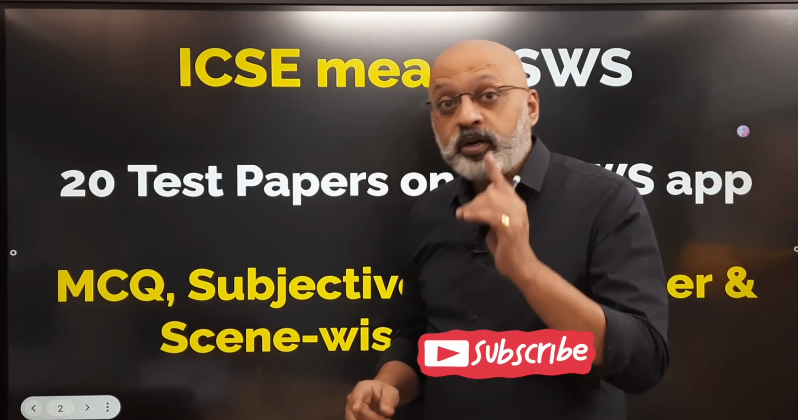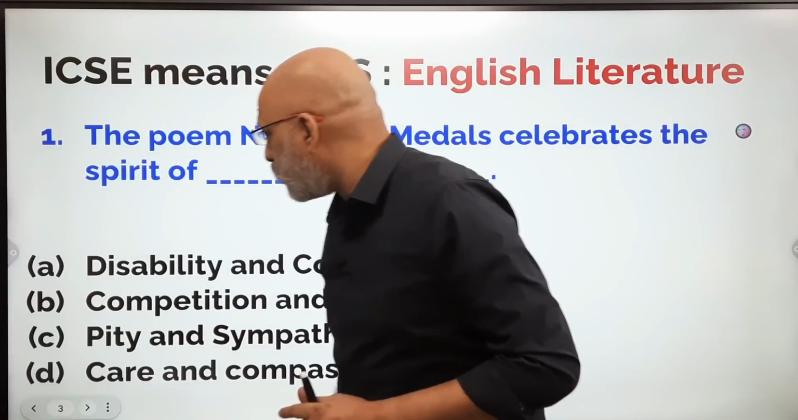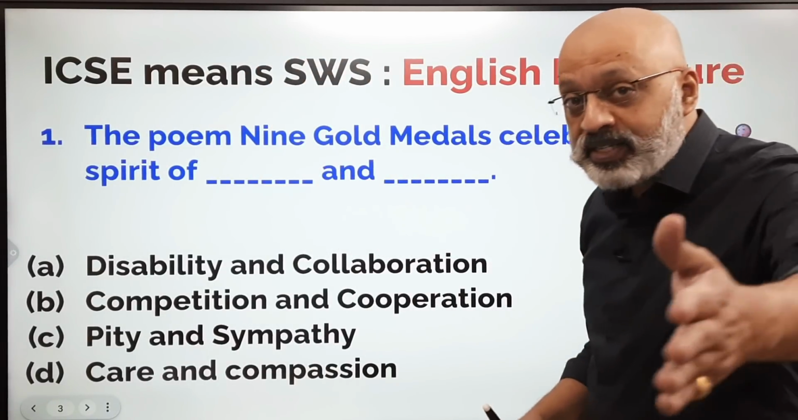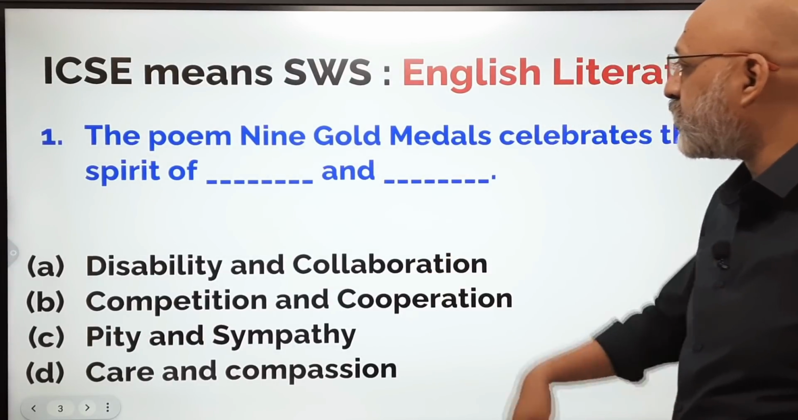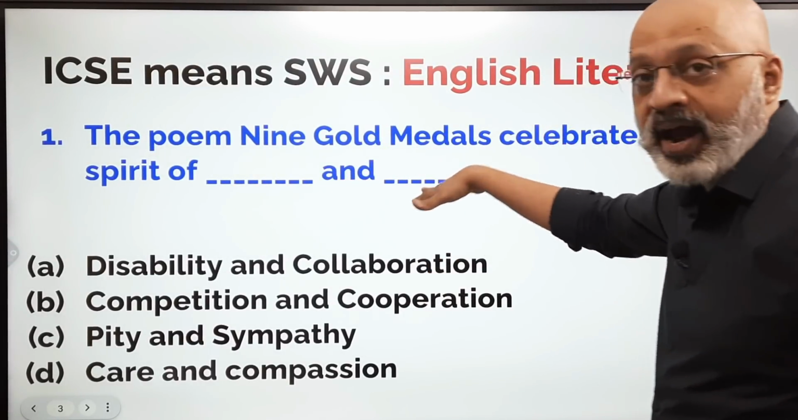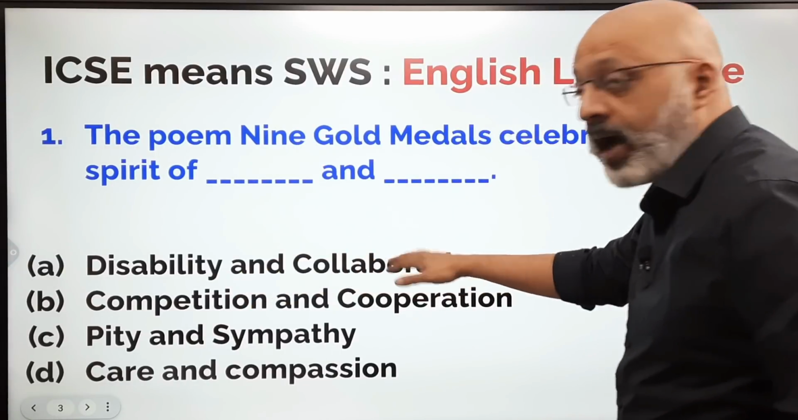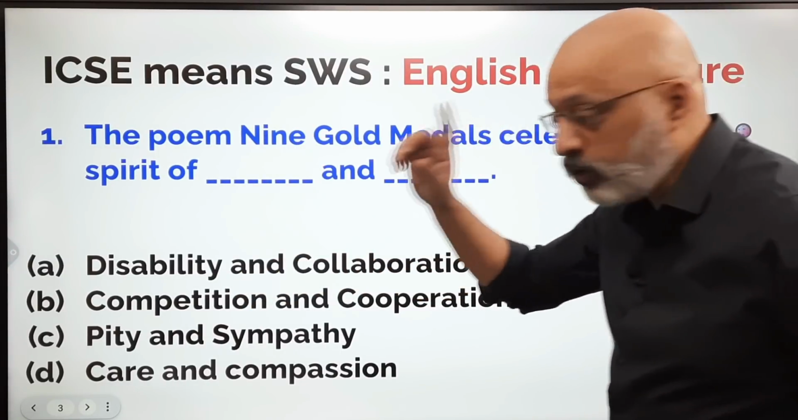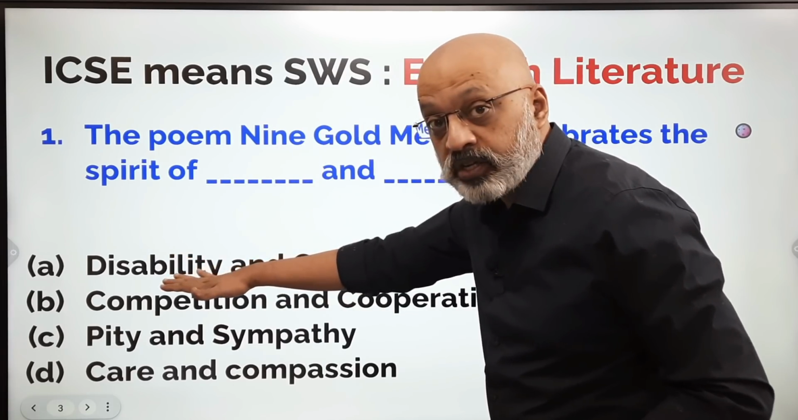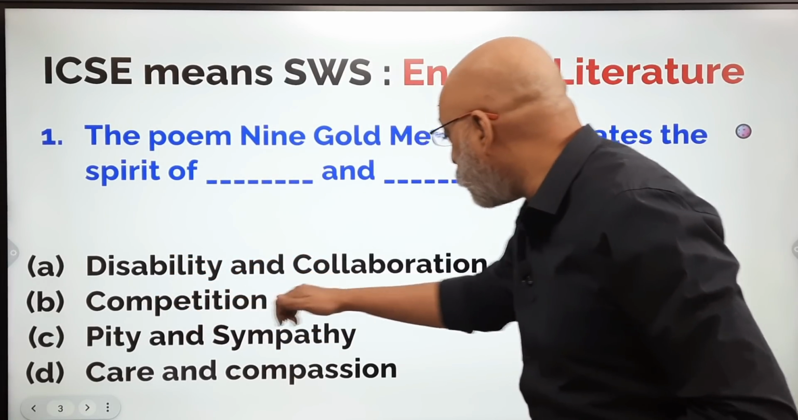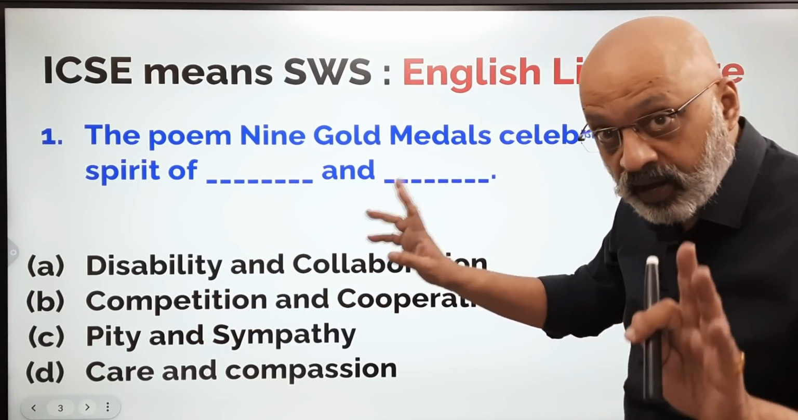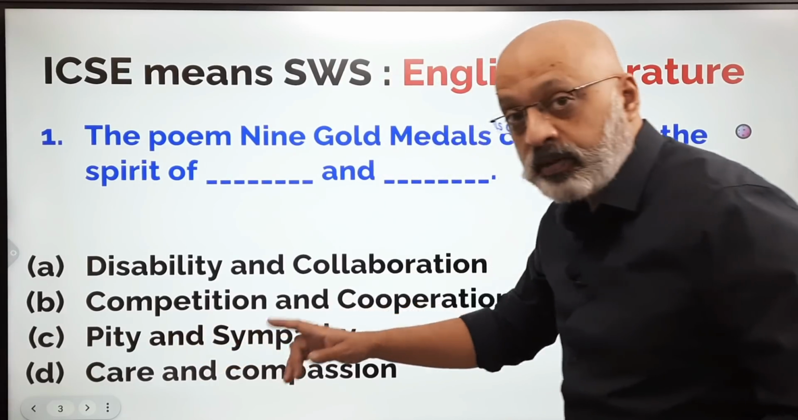Okay, let's get started with the MCQ questions. This one is from the poem 9 Gold Medals, and please keep solving and write it in the comment section. The poem 9 Gold Medals celebrates the spirit of dash and dash, disability and collaboration. Now, you remember the poem is about differently abled athletes. So this is an option you need to look at. Competition and cooperation, right? They're competing and they're cooperating. Another option: pity and sympathy.